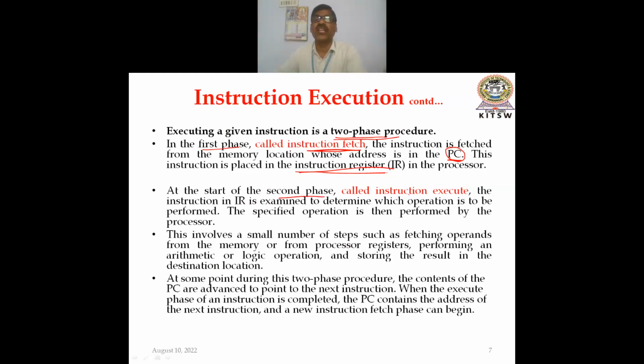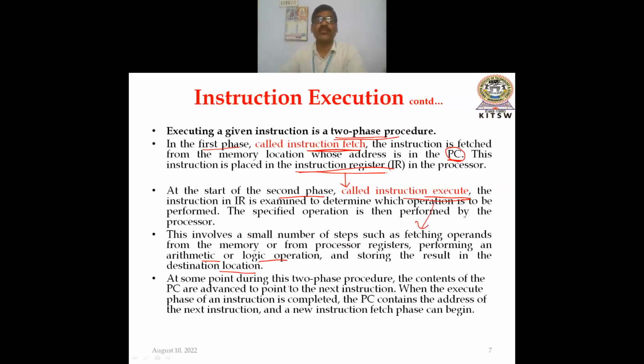The second phase is called the instruction execution phase. During instruction execution, whatever instruction is available in the IR register is examined to determine which operation has to be performed, like arithmetic or logic operations, and where the operands are available. The processor fetches the operand values and performs the arithmetic or logic operation, and the result is stored at the destination location. That is done in the instruction execution cycle.